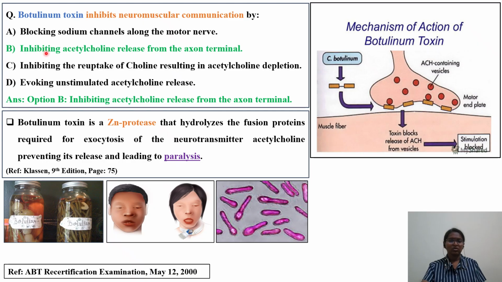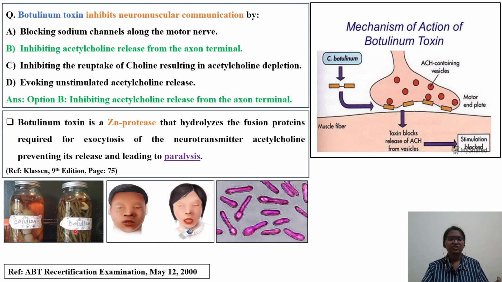Then let's see why the other options are not right. Option A was blocking sodium channels along the motor nerve. Sodium channel blockage does not take place; this particular thing is related only to acetylcholine. Where the sodium channels come into the picture, I will show you in the next slide. Option C, inhibiting the reuptake of choline, resulting in acetylcholine depletion: since the acetylcholine itself has not been released into the neuromuscular junction, there is no question of reuptake of choline. Option D, evoking unstimulated acetylcholine release: no, that is also not right, because we are stopping the acetylcholine release from the vesicles.